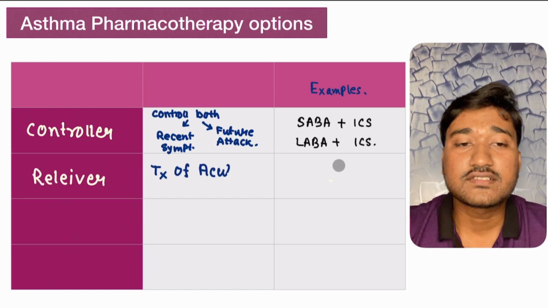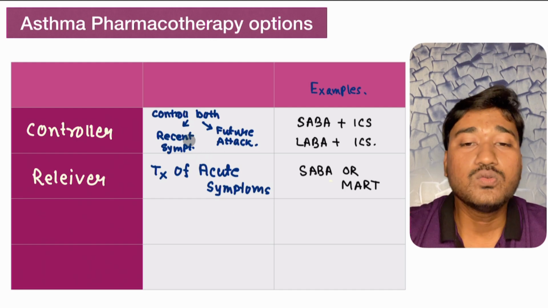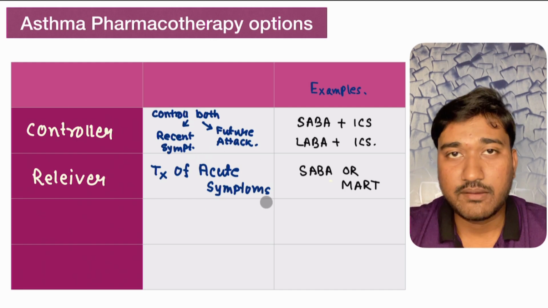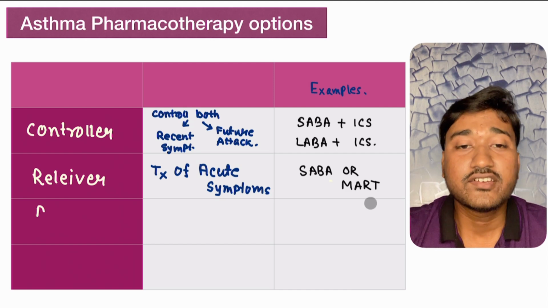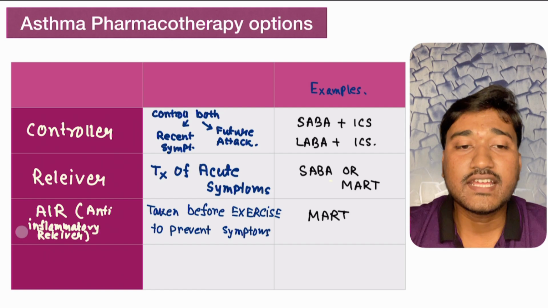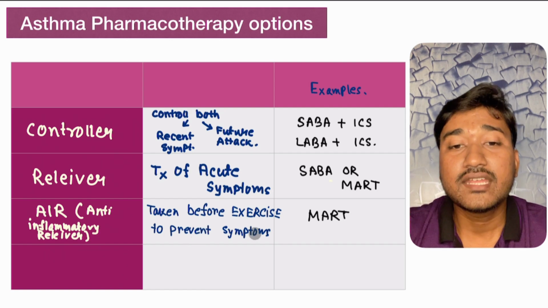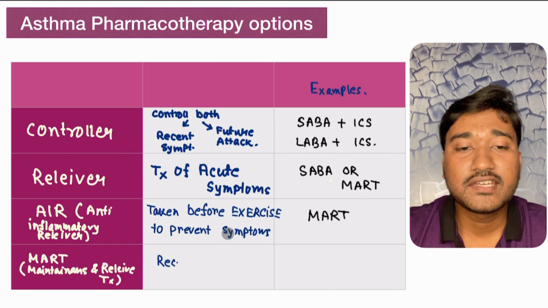We have another group of drugs, like relievers. Relievers treat the acute symptoms only. Examples are SABA, short-acting beta agonist, as well as MART, which is maintenance and reliever therapy. We have another thing like AIR, anti-inflammatory reliever. They are taken before exercise to prevent the symptoms. And the example is MART. Once again, MART is your maintenance and reliever therapy.